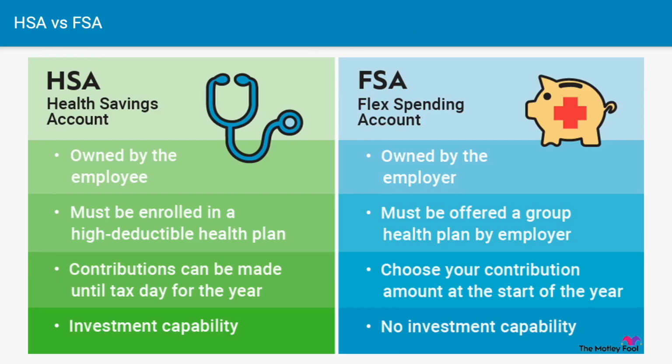I wanted to include a slide on the main differences between a health savings account and a flexible spending account, as these can be easy to mix up. They are both tax advantaged, so pre-tax accounts that can be used for costs such as deductibles, co-payments, co-insurance, some medications. But there are some major differences.